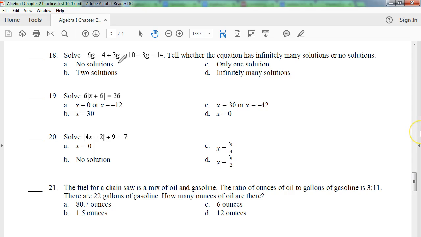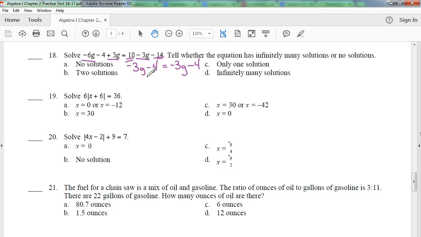So we'll start by collecting our like terms on each side. Negative 6g and 3g would be negative 3g and our minus 4. And then over here, we also have negative 3g, but we have 10 minus 14 would be minus 4.